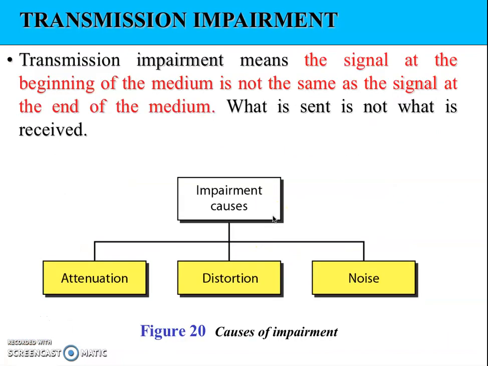Okay. The next part is transmission impairment. Okay, so apa itu transmission impairment? Transmission impairment means that the signal at the beginning of the medium is not the same as the signal at the end of the medium. So what is sent is not what is received. Dengan kata lain tak sama dengan apa yang diterima. Okay, so basically this transmission impairment is divided into 3 types. We have attenuation, distortion, and also noise.